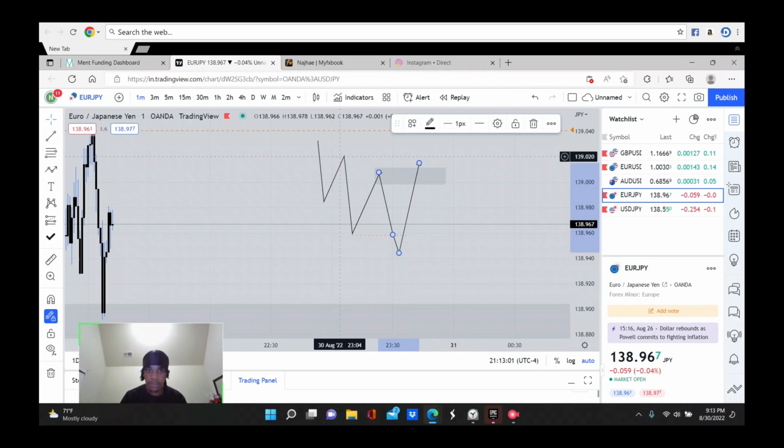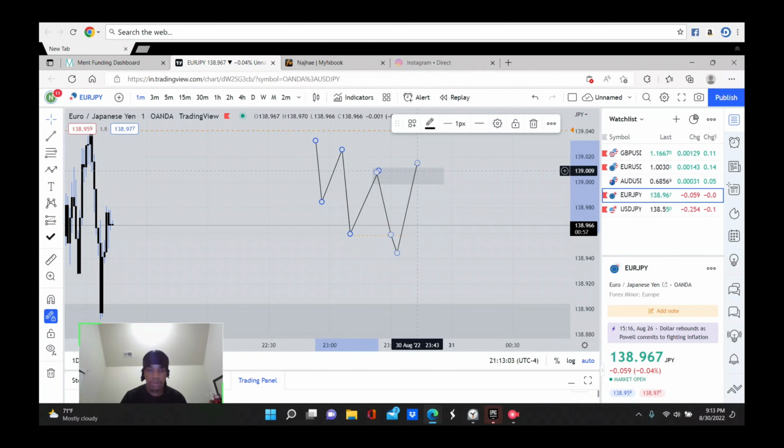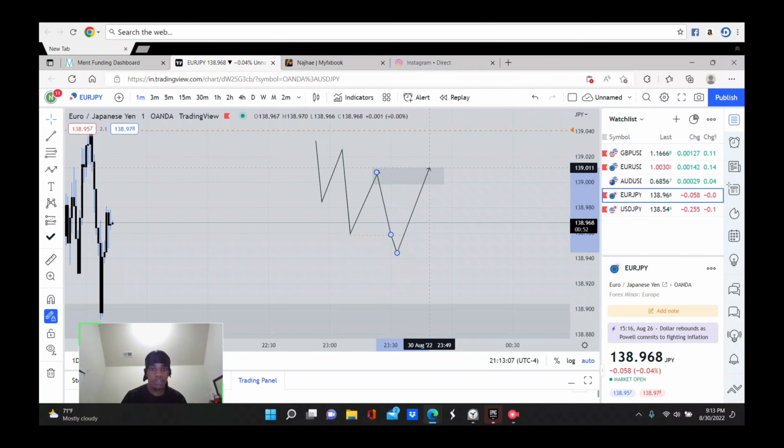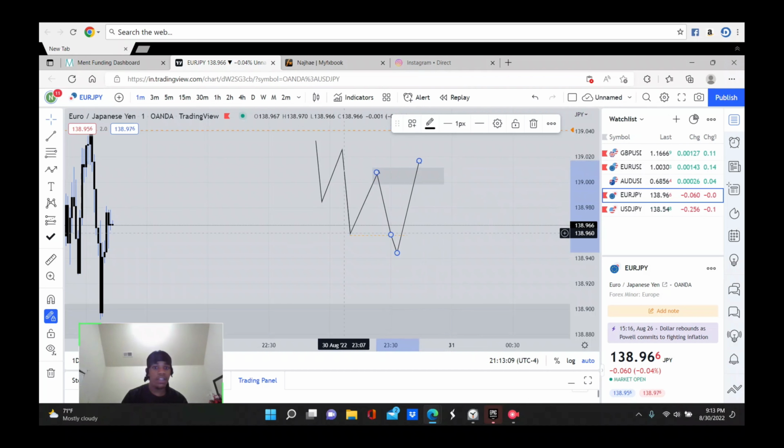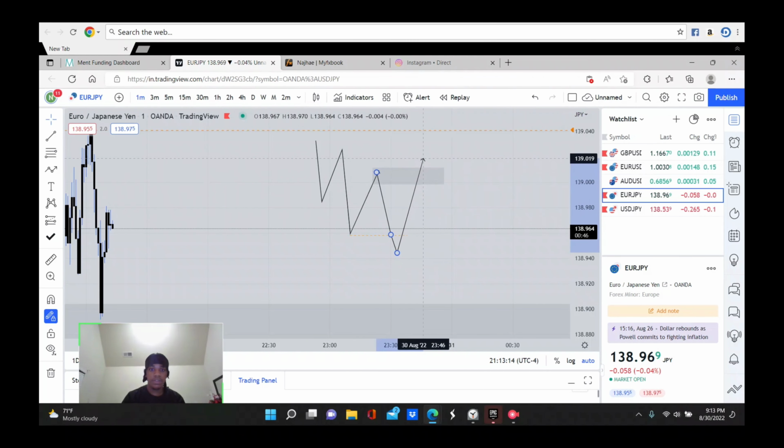Price could even take it out before going lower. That's why I'm going to teach you about confirmations, because this could have been a no entry or a break even and so on. So that's how the structure moves.